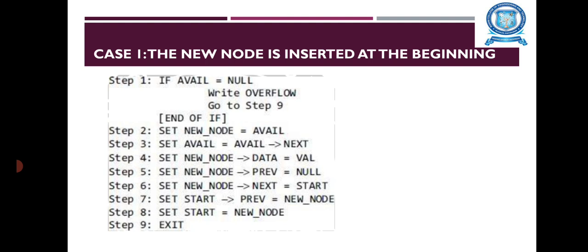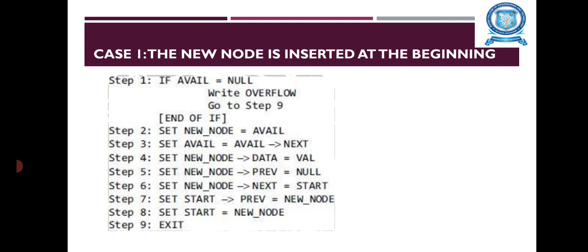This is the algorithm. At first, we check whether the memory is available for the new node. If the memory is exhausted, then an overflow message is printed. Otherwise, if the memory is available, then we allocate the space for the new node. Then after that, set its data part with the given value, and the next part is initialized with the address of the first node of the list, which is stored in the start.